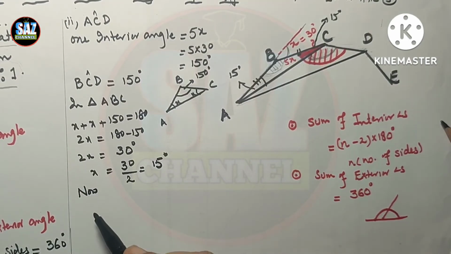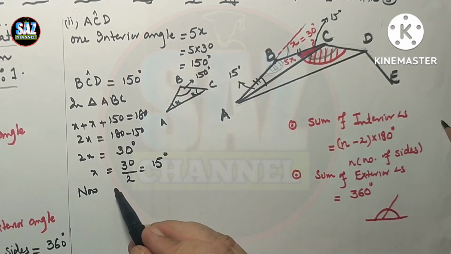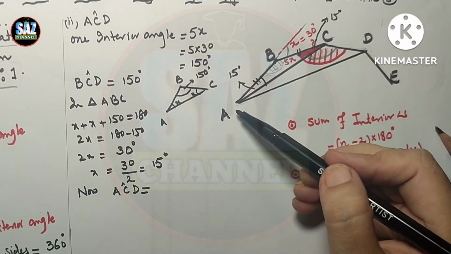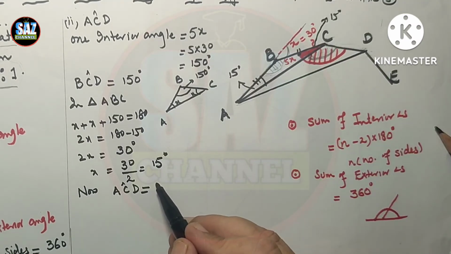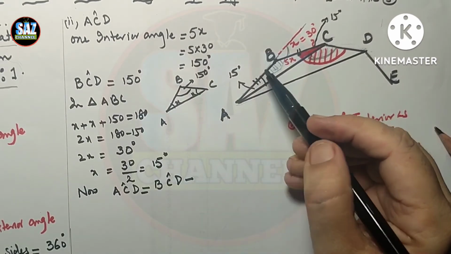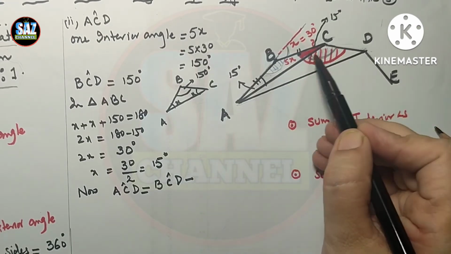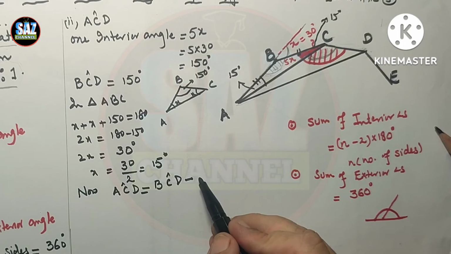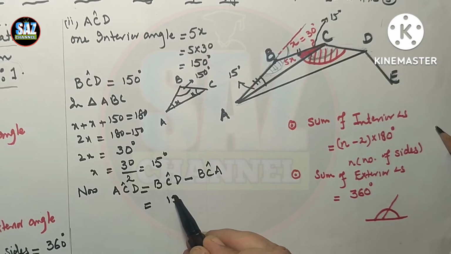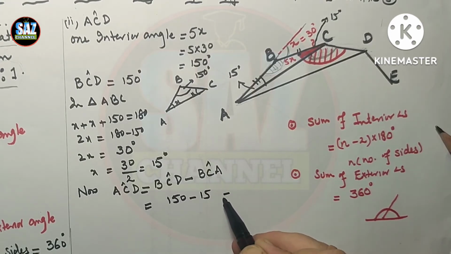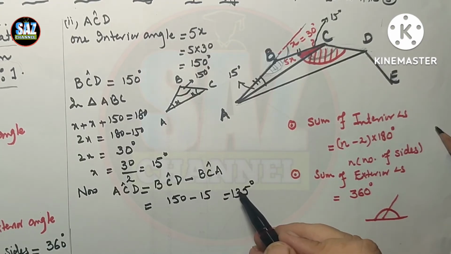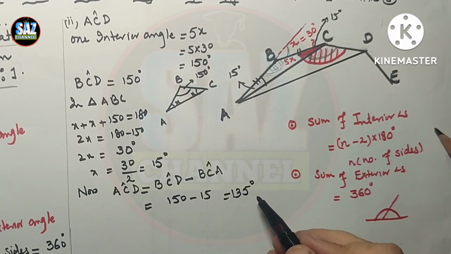Students, the actual requirement is angle ACD. Angle ACD will be equal to what? That will be equal to angle BCD minus angle BCA. BCD full angle minus BCA angle. BCD full is 150 minus 15, and this will be 135 degrees. Okay, I hope you are clear about this.